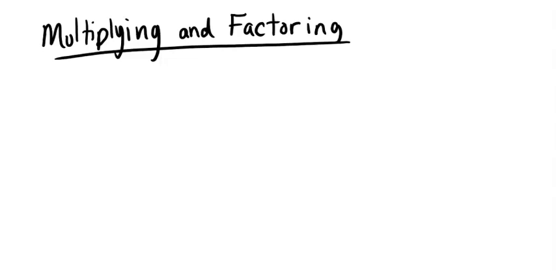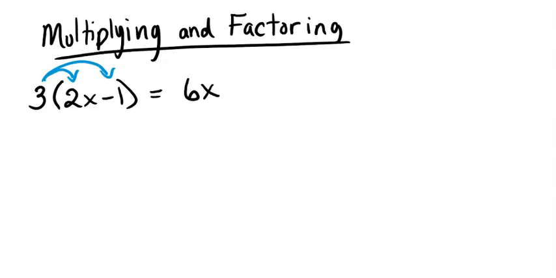This lesson is about multiplying and factoring. We started this lesson by multiplying a monomial, like 3, times a binomial, like 2x minus 1. The way you've seen this before is you've used the distributive property, and you've multiplied 3 times 2x to get 6x, and 3 times minus 1 to get minus 3.